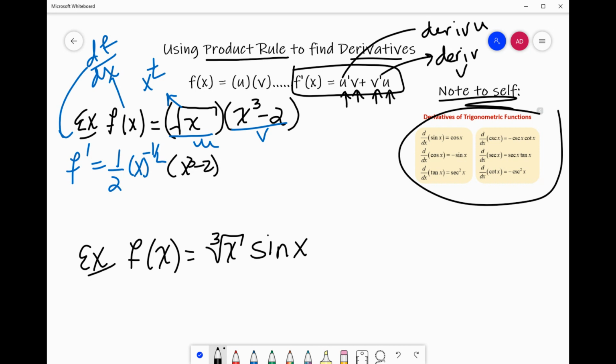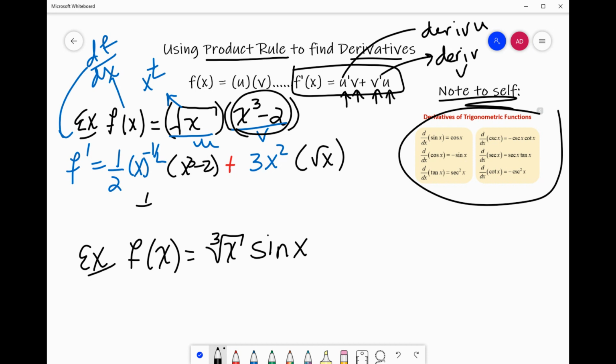Then, plus, here we go. Now it's v prime. So now I'm going to take the derivative of the second one. The derivative of x cubed minus 2 is just 3x squared. Again, that's the power rule kicking in. And this time the square root of x is left alone. You can leave it like this, or we can actually simplify it.